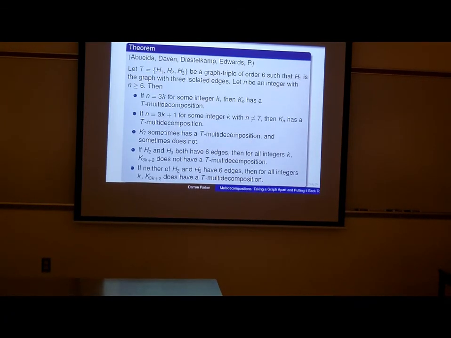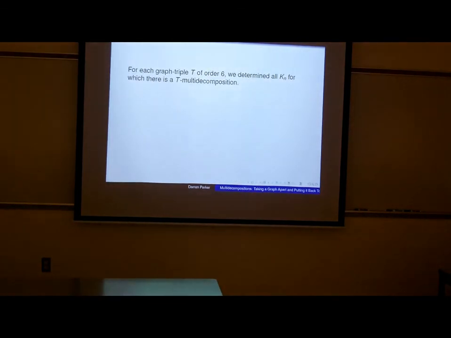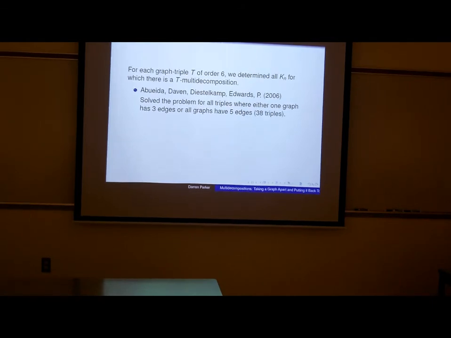So we didn't just do the ones where there's the 3 times P2, we also, okay, so here's our final results. This is work with my collaborators, back in 2006. We solved the problem for all triples where one of the graphs had 3 edges, that was the 3P2, or all the graphs had 5 edges. That was one of the other ones we did, and that took care of 38 triples. So actually, most of those came from the 3P2, right? There were 26 of those, and only 12 from the 5 edges. But don't be deceived. The 5 edges is actually the hardest one, and most tedious at the end because you had yucky base cases to worry about. But in any case, we got 38 triples out of 131. That seemed more impressive at the time.